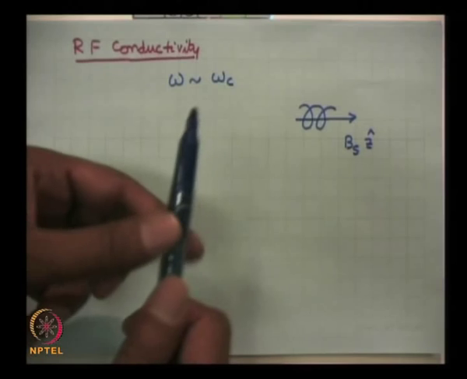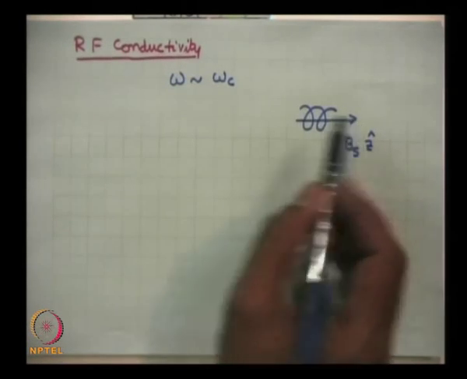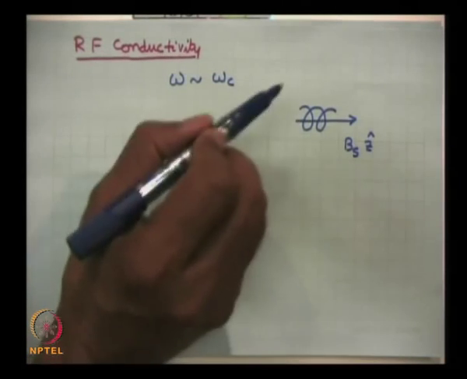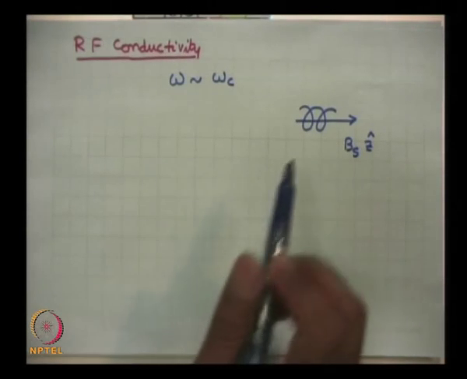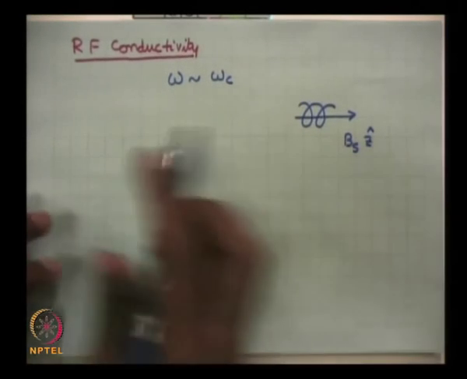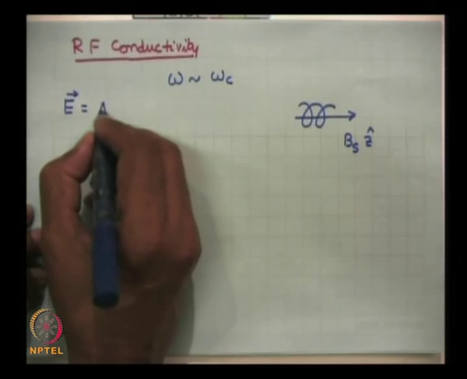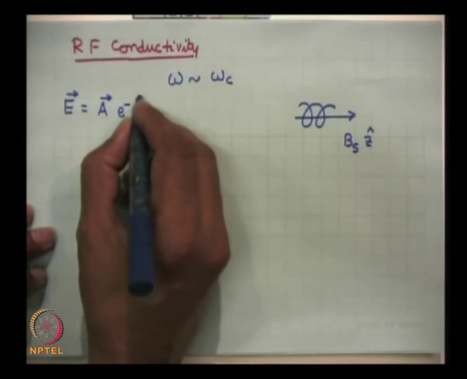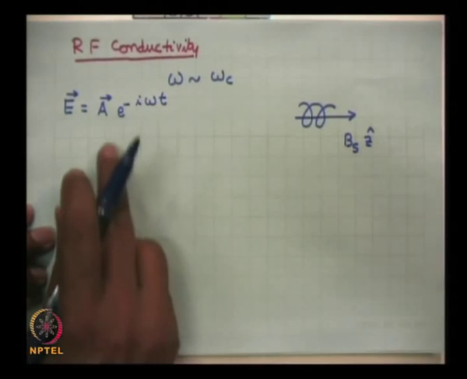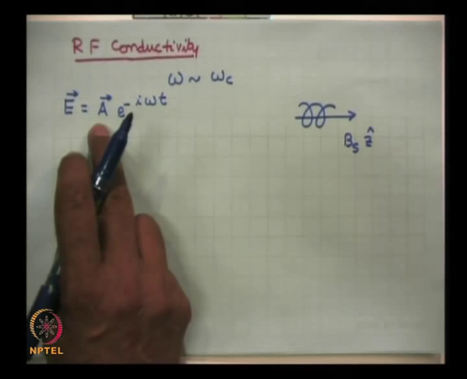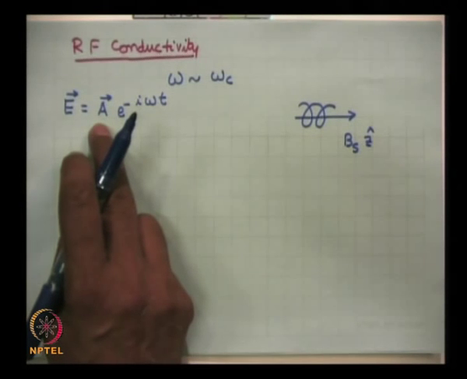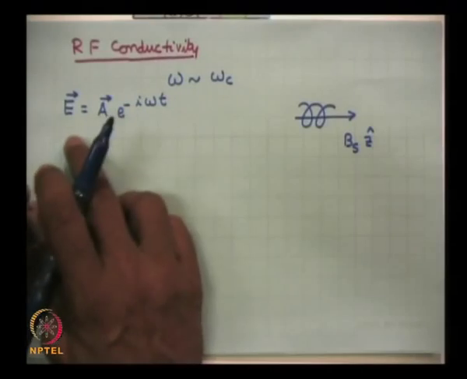If I put an electron somewhere here, this is my z direction, the electron will gyrate about the line of force like this, the same way as the right hand screw moves. So now let me consider a right circularly polarized electric field. The electric field that I apply, normally I write this as A exponential minus i omega t. Let me allow A to be complex. It is independent of time. It may be dependent on space, it may not be, but I am trying to understand the response of plasma in a local region where I can treat A to be uniform.